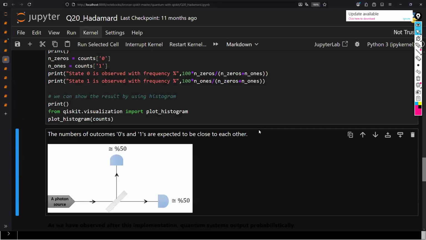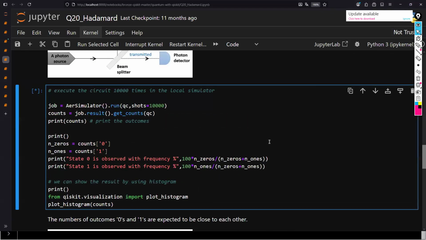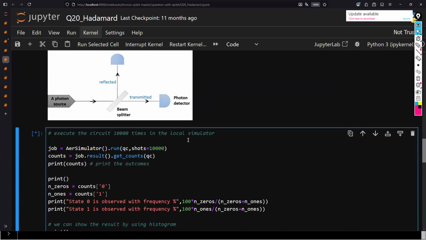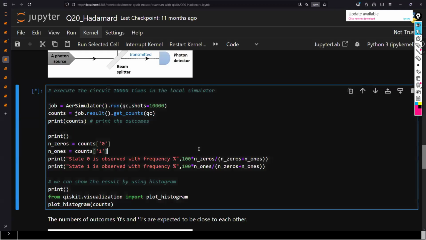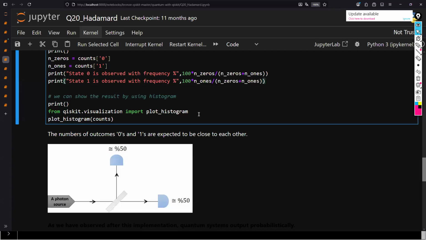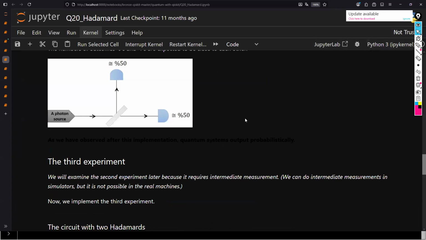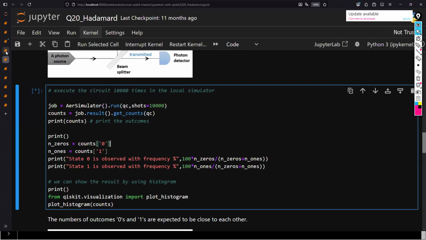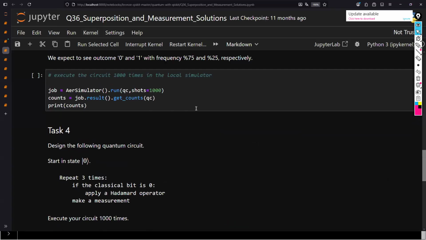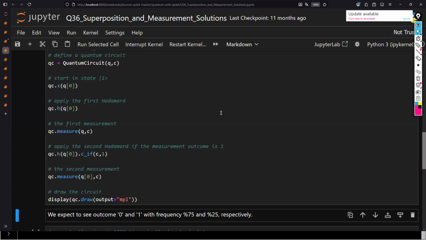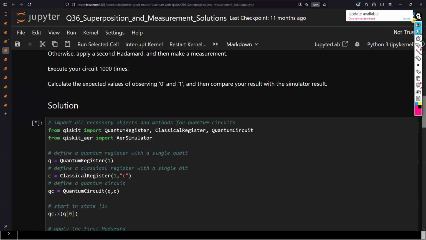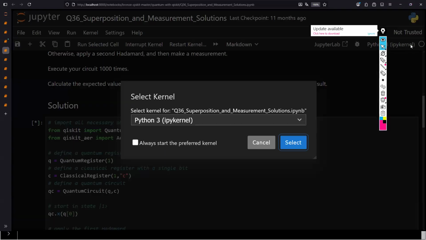So here we also have yet another cell. After we perform this calculation, wow, that takes long. Wow, I think something has happened with my notebook. Let me try another. Yeah, I think I need to restart.